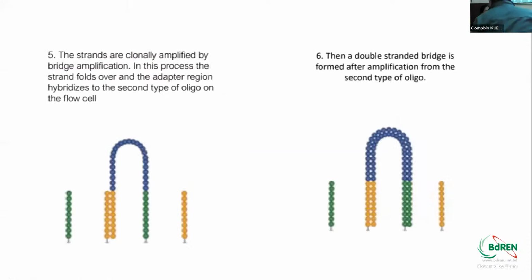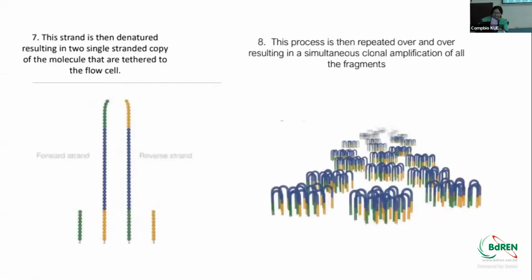Then it makes something called bridge amplification. You can see that the forward primer is here and the reverse primer is here, and it will join there and make a bridge. And with this bridge, they will make clusters. So these are called clusters of bridge amplification, and the DNA polymerase will act on these and create many more DNA molecules from these clusters. So imagine that all of this cluster amplification can give you lots of information about the same DNA.